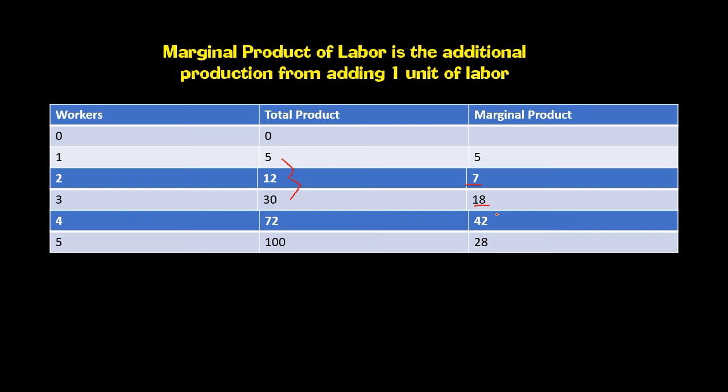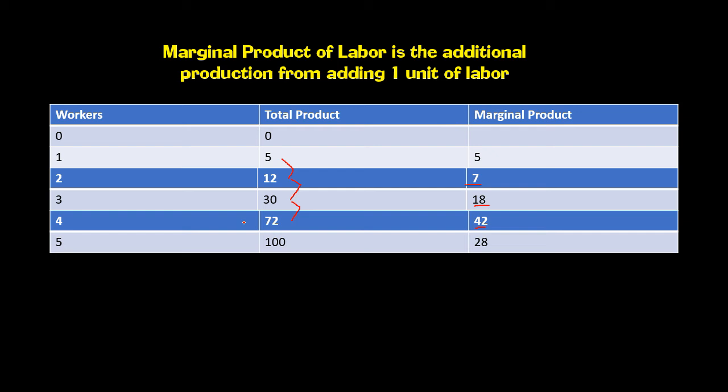At a fourth worker, now I go to 72 burritos. That line's cruising, and that worker produced 42. Now again, they didn't do it by themselves, but the additional output that we got by hiring them was 42 burritos. Okay? And the fifth worker, our total product goes up to 100 burritos.